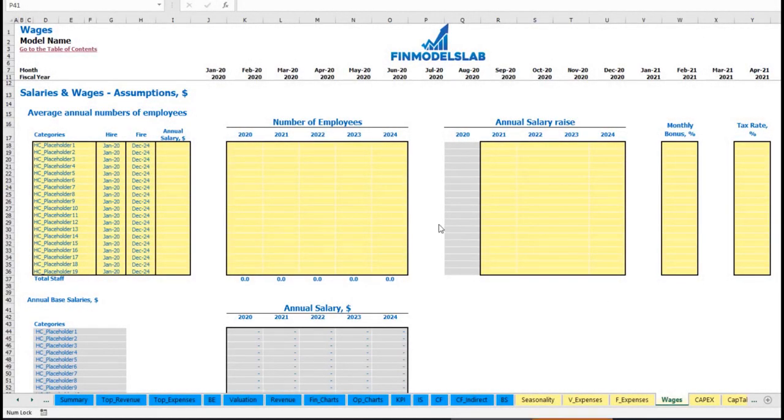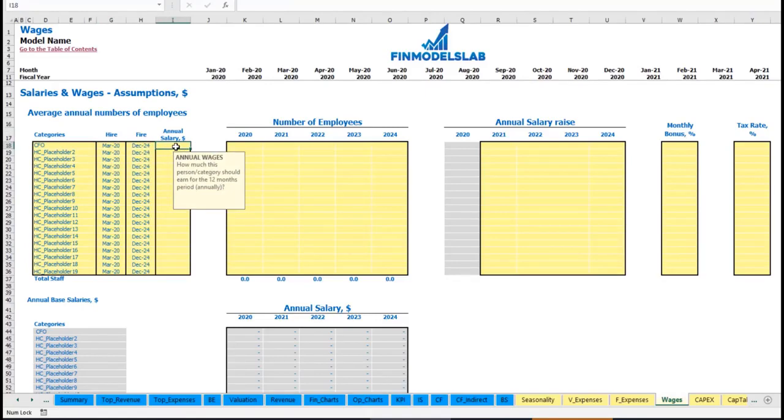On the wages tab you can input your headcount by categories, with hire and fire date, with annual salary, with the ability to input different numbers of employees by years, with annual salary rise percentage, with monthly bonus and tax rate. Let me give you a couple of examples. Let it be CFO, whom you are going to hire in March 20. You are not going to fire him, so the fire date will be December 24.